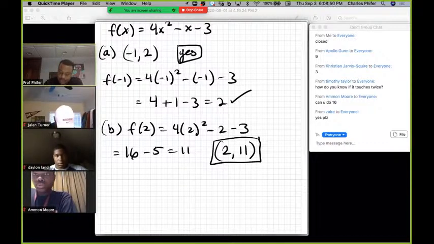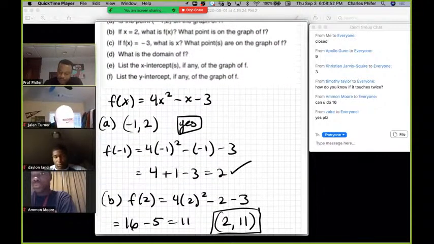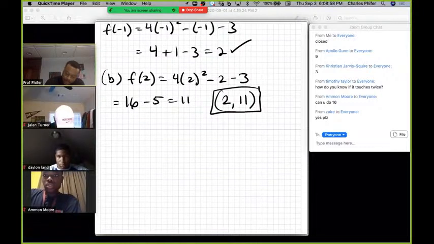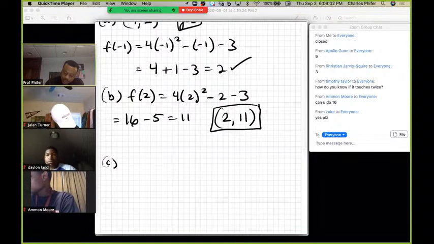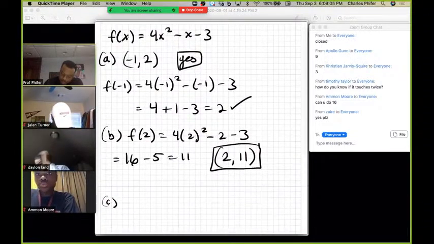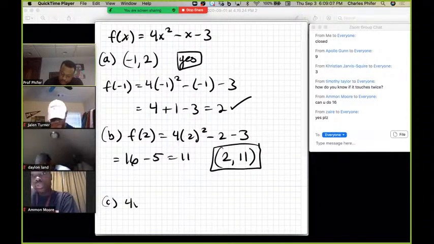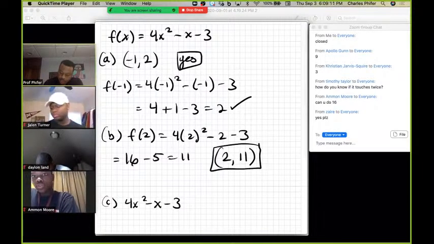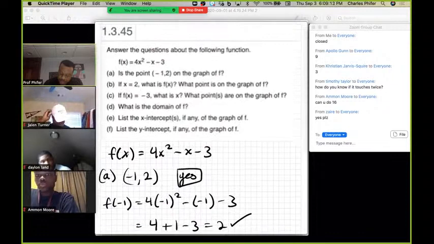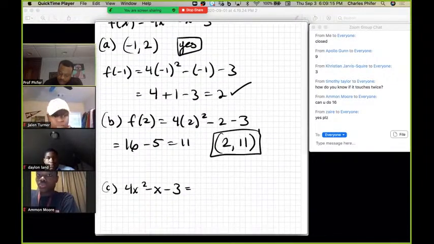And then C says, if f of x equals -3, what's x? What point or points are on the graph? So if we let y be -3, so then for C we're going to do 4x squared minus x minus 3. I think we said let y be -11. Sorry, this is C, right? For C, let y be -3.